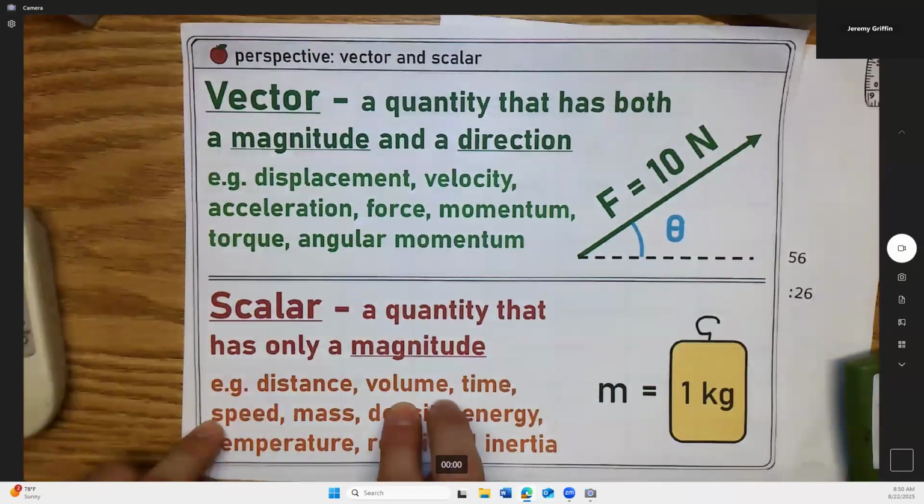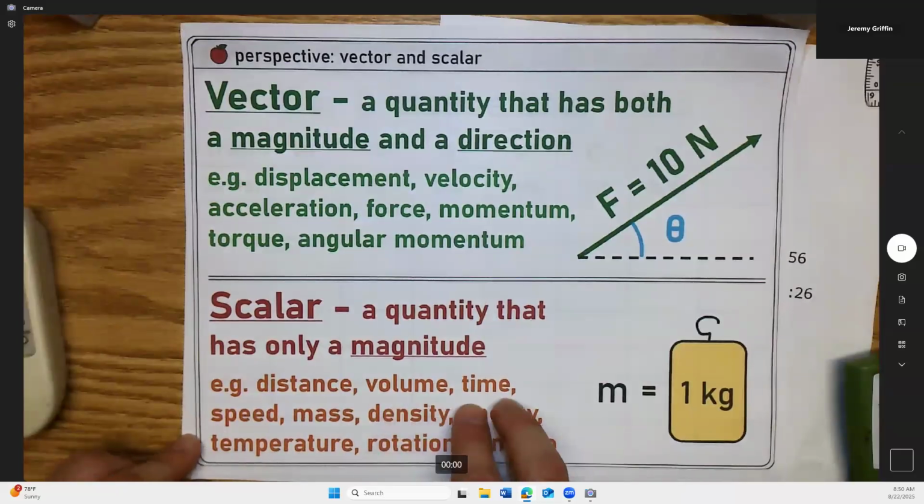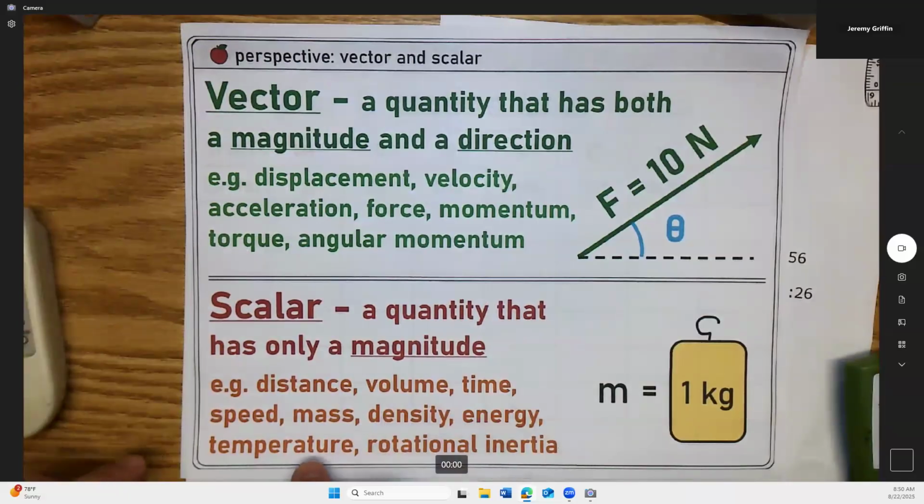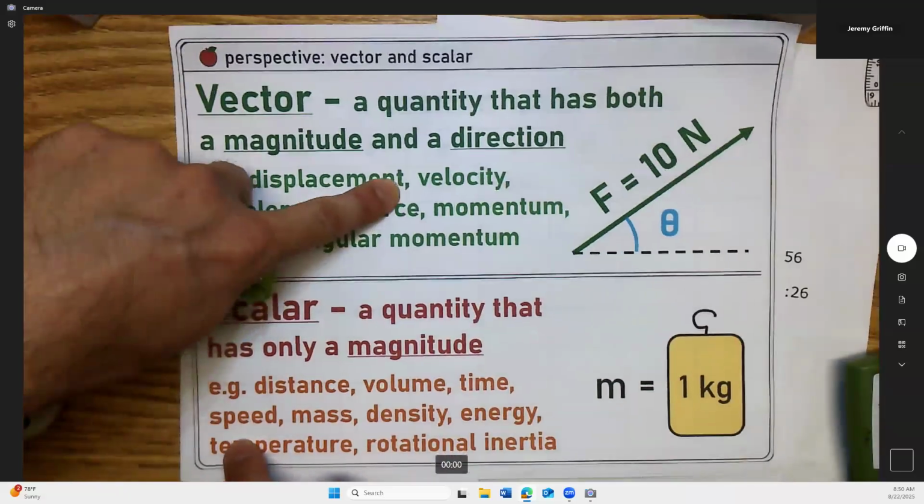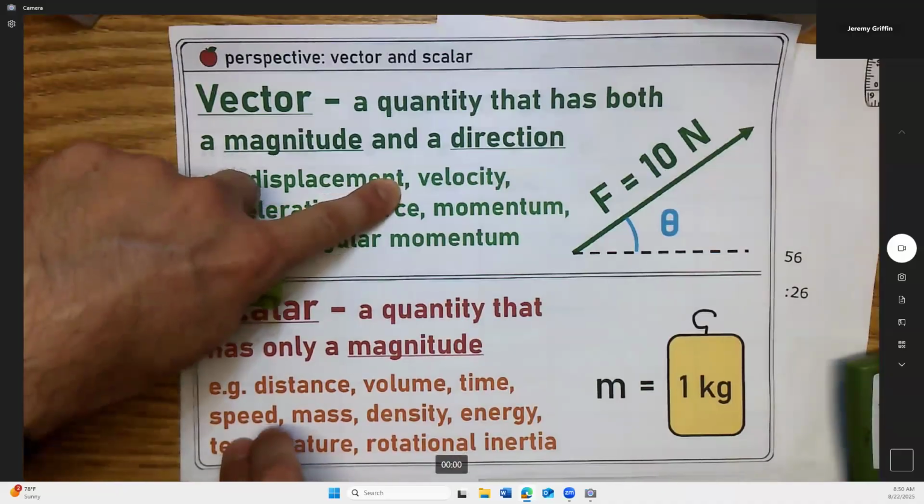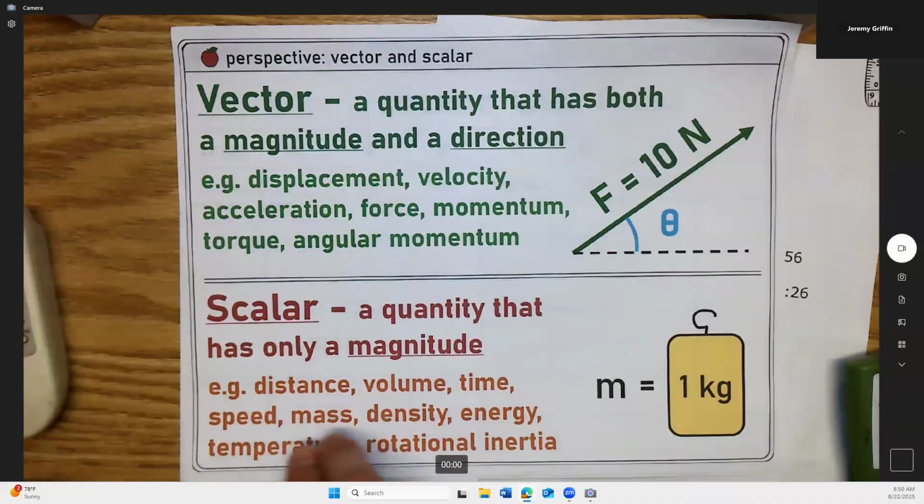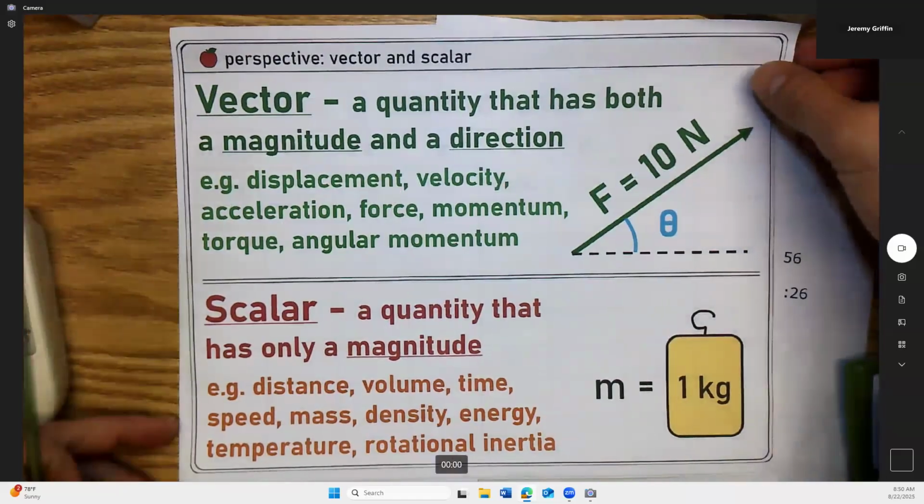How about volume? That doesn't have a direction, right? Time is usually considered to also be a scalar. I know it kind of goes forward, but it's a little technical difference. Speed, as opposed to velocity: if you see the word speed in a physics textbook, they're just talking about how fast, the magnitude. All these other ones also don't have direction. So you guys get vectors versus scalars.